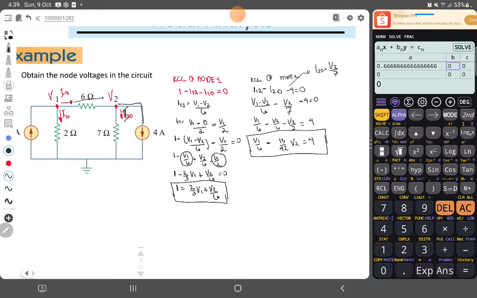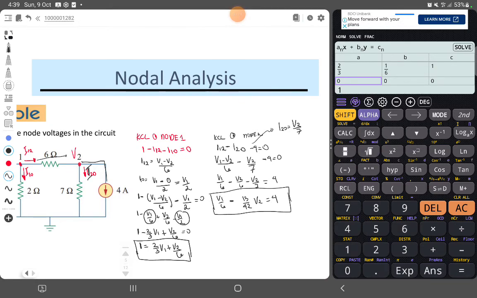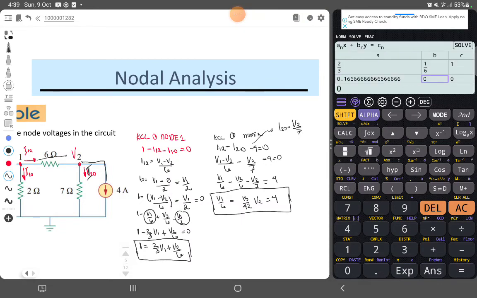So you have 2/3, then we have 1 over 6, and we have positive 1, and we have 1 over 6, negative 13 over 42, equals 4.